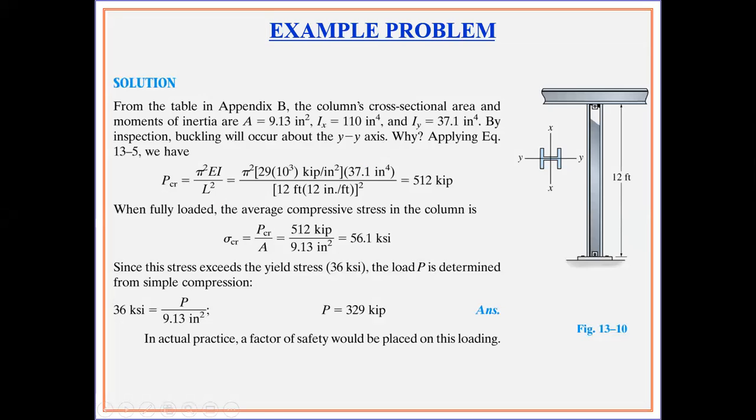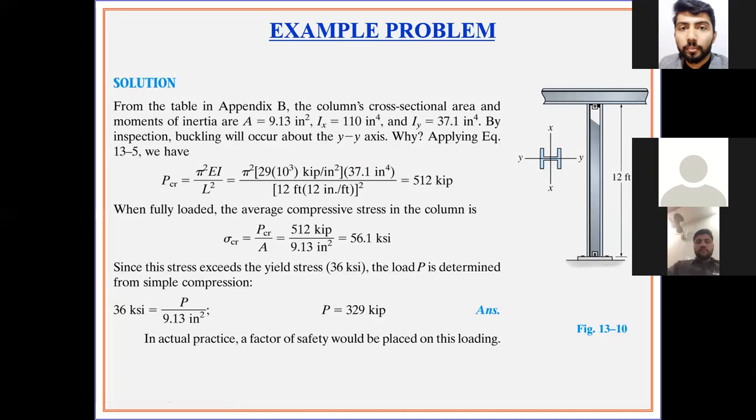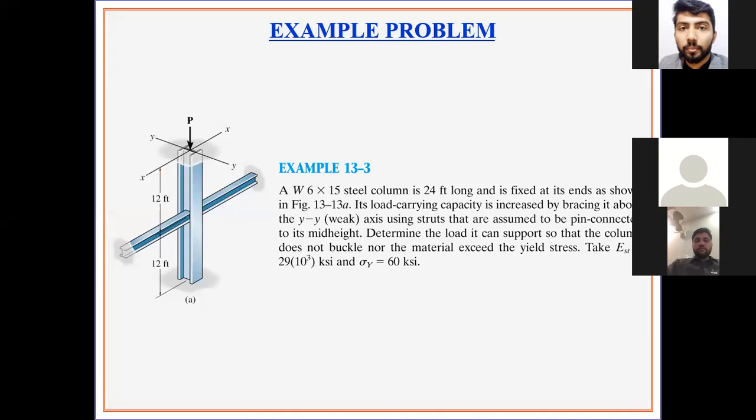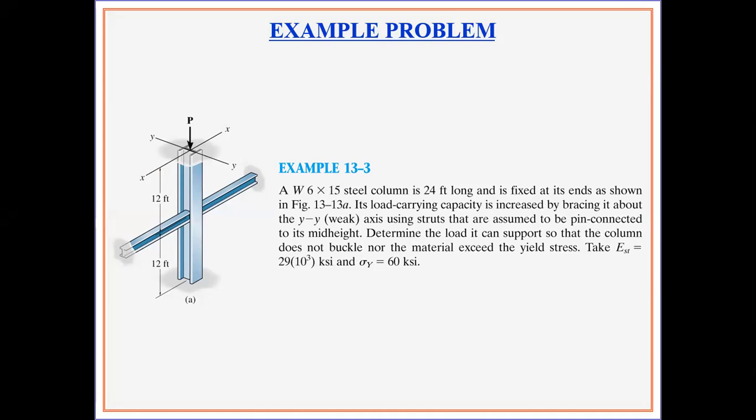So let's go ahead and solve the next problem. A W6 cross 15 steel column is 24 feet long and is fixed at its ends as shown in figure. So this is the column that is 12 feet over here and 12 feet at the bottom level. And so the top is 24 feet and the column is fixed at both the ends, like at the top and at the bottom.